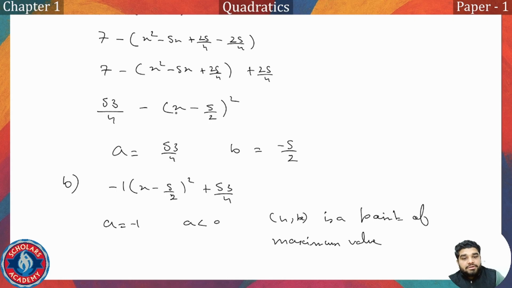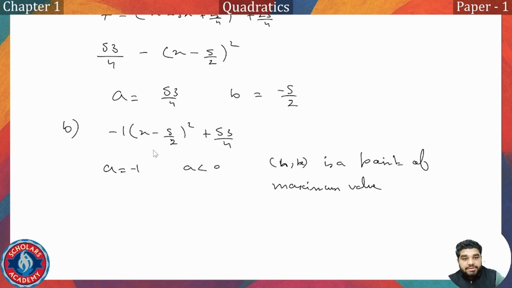Right, so h comma k is a point of maximum value, and since h comma k is the point of maximum value, the orientation of the curve will be like this. So this is the point of vertex, and h is equal to 5 by 2 and k is equal to 53 by 4. All right, so these are the values of h and k.